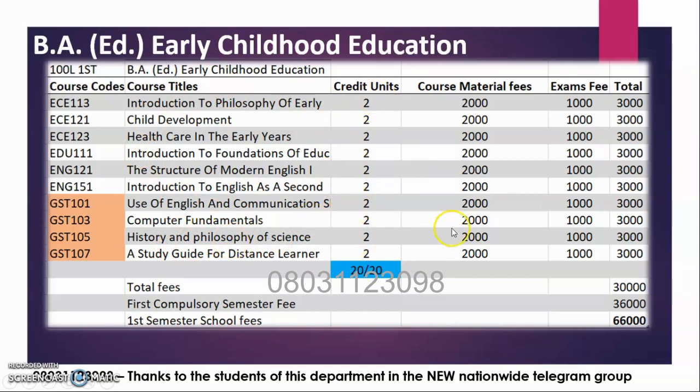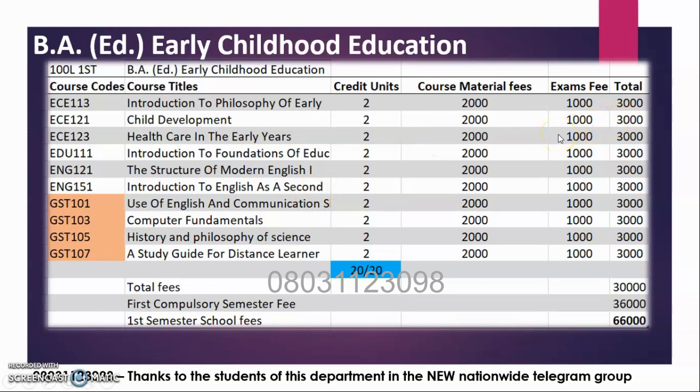They're all 2 unit courses, and that's why the course material fee or the textbook fee is 2,000. So you're expected to do your course registration, and the fee is 2,000 for 2 unit courses. 3 units is 2,500. Even 1 unit is 2,000 as the cost of the course materials. And there's a flat fee of 1,000 per course for exams. If you want to sit for exams, you must pay your exam fee.